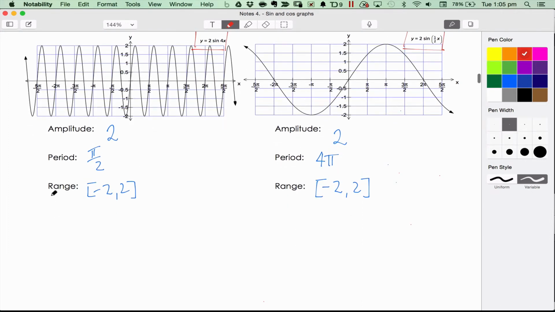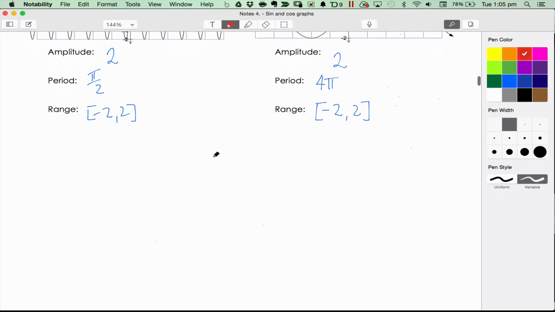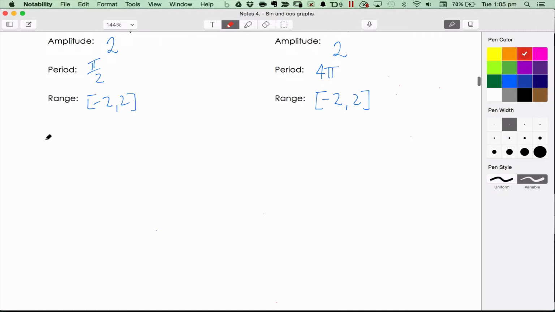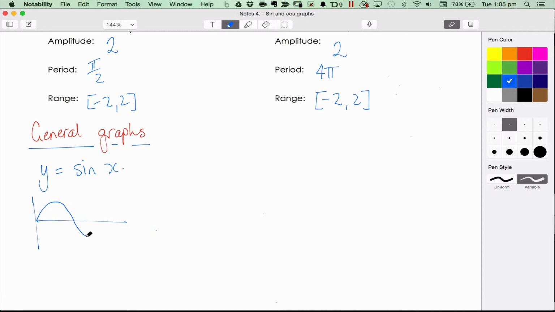Okay, what I'd like to look at now are some general graphs of trig functions. So I'll just put an extra heading here: general graphs or basic graphs. We know the base graph of y equals sine x looks like this, and it goes up to 1 and down to -1. It starts at 0 here. This is 2 pi for its period.